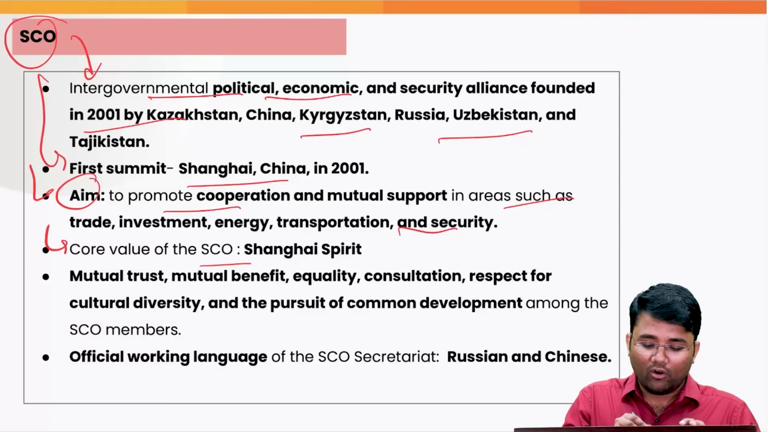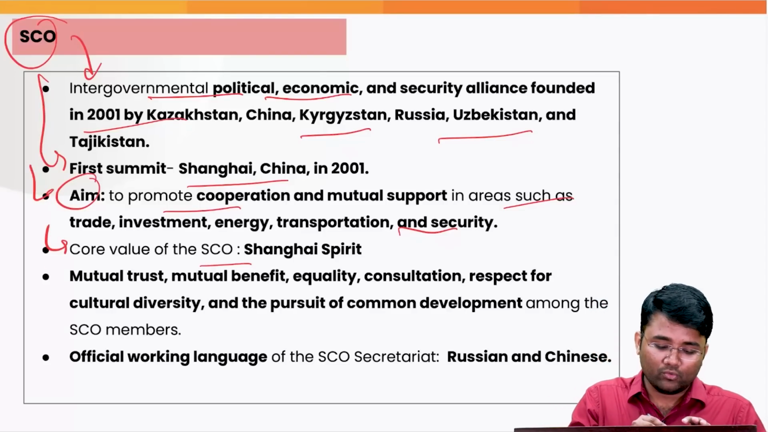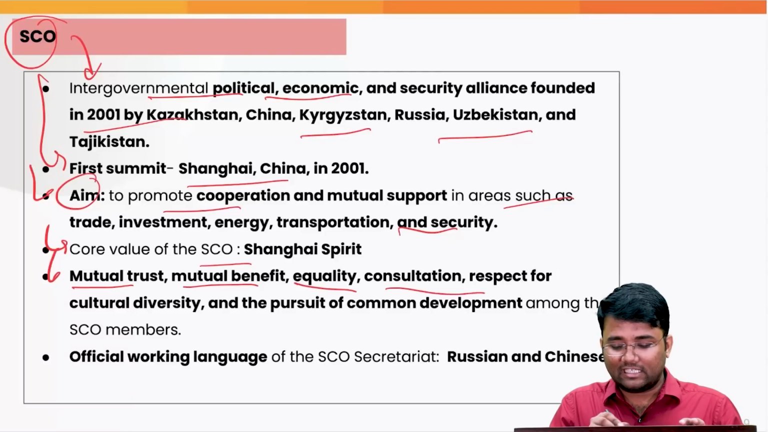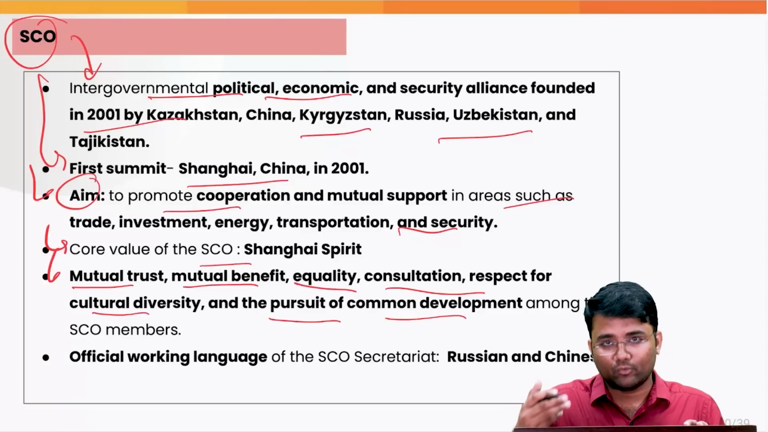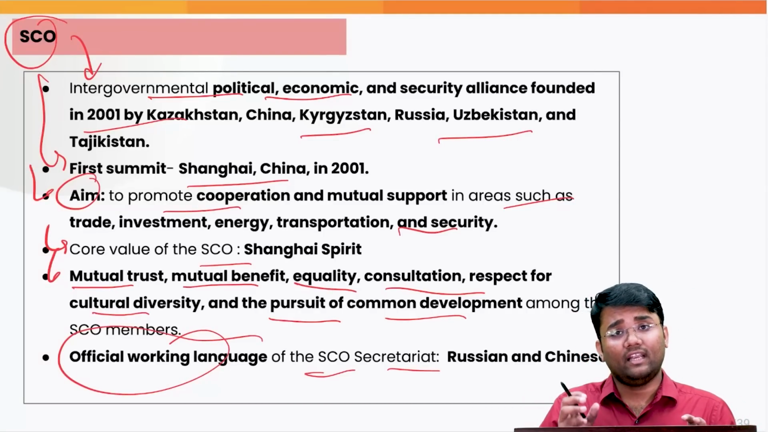The core value of the SCO is the Shanghai Spirit, which mainly aims to ensure that mutual trust, mutual benefit, equality, consultation, respect for cultural diversity and the pursuit of common development among the SCO members are promoted. The official working languages of the SCO Secretariat are Russian and Chinese.